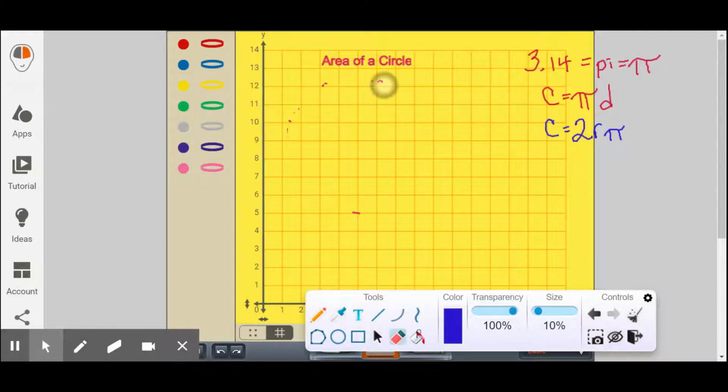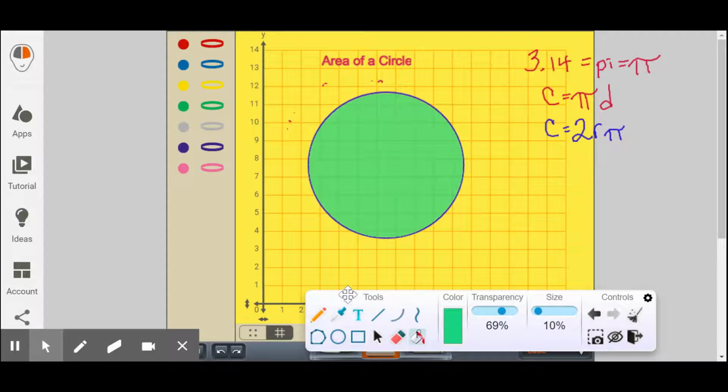Now, we learned about all the parts of a circle. We learned about the distance around the circle. But now what we're going to do today is discover, and I can easily just tell you this is the formula to the area. But I don't want it that way. I want you to discover it. I want you to learn why it is working. The area. So the area is this green part.